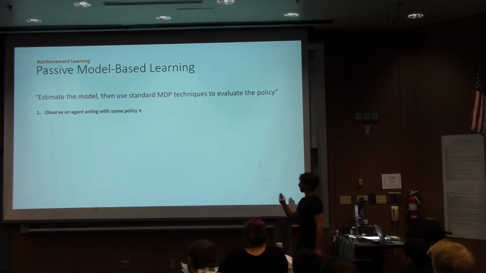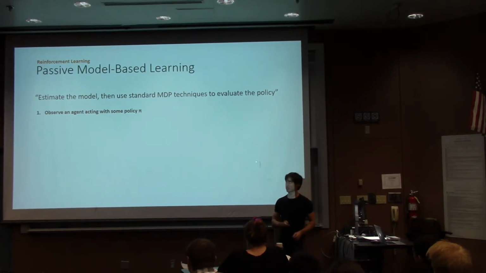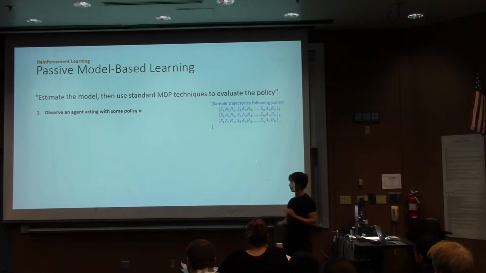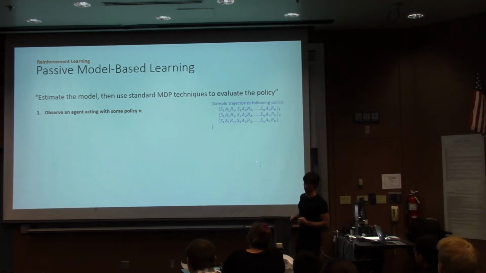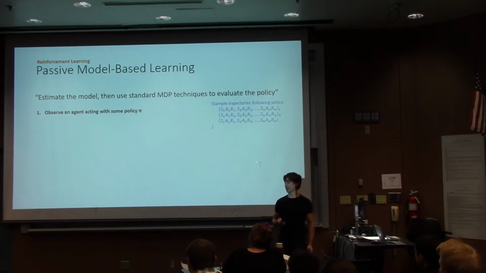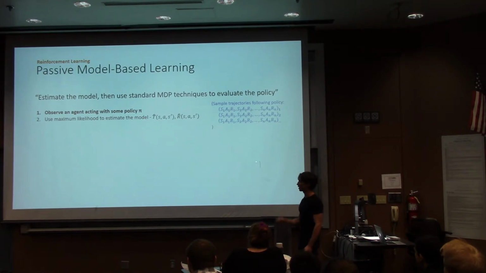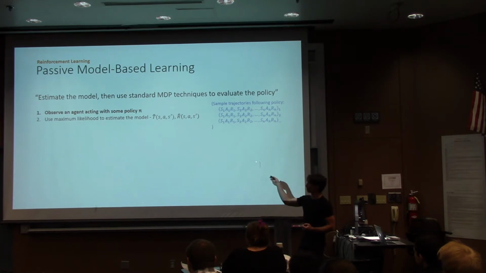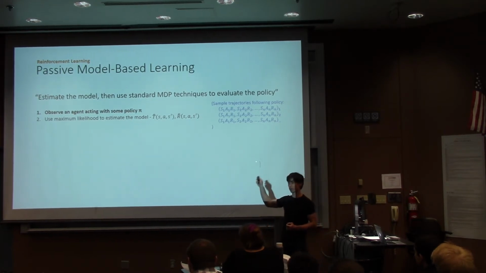So we start out by observing an agent acting with some policy pi. So you're watching somebody who already has a policy. And what you observe are sample trajectories that look like this, where you have state, action, reward from the first state to the last. Now, to get an estimate of the model, you're going to calculate the maximum likelihood of the transition function and the reward function.